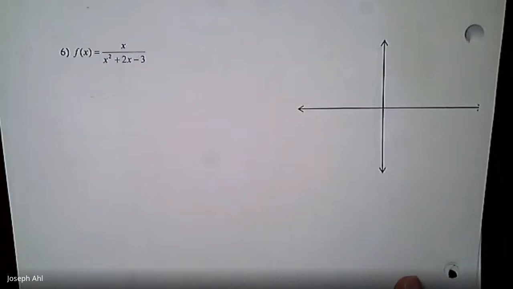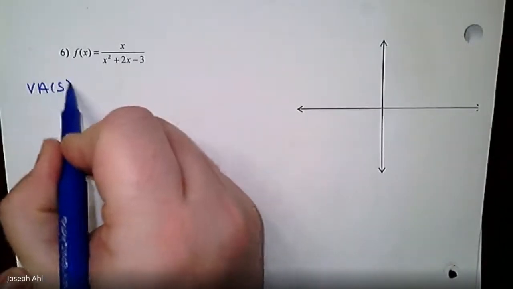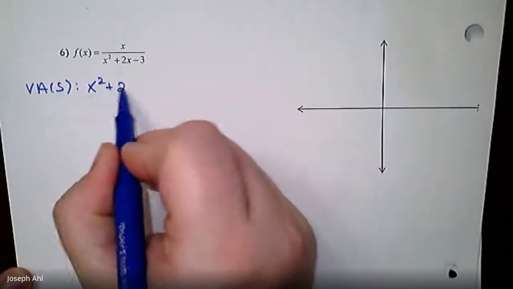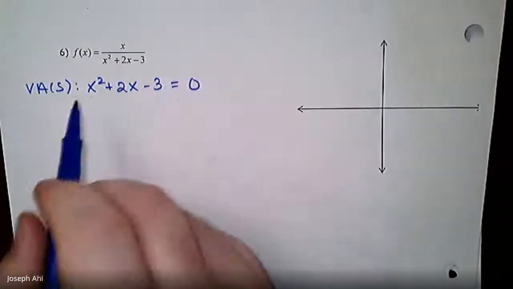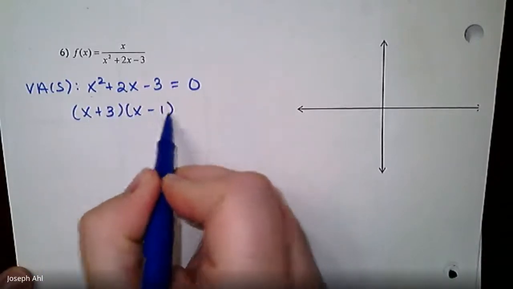Okay. Last one I'm going to do is number 6, and then the rest you can try on your own. So for number 6, we've got to find some vertical asymptotes, and because it's a little bit more complicated in the denominator, this one I will set to 0 and do the factoring here. So it's going to be x plus 3 and x minus 1.